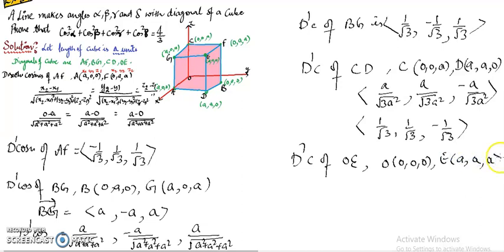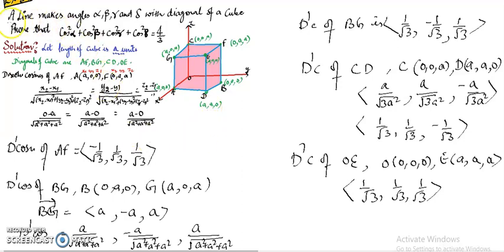So I am writing the answer directly. Its DCs are 1 by root 3, 1 by root 3 and 1 by root 3. So students, I have all the direction cosines of the diagonal. Now your next step is to come to the main question.